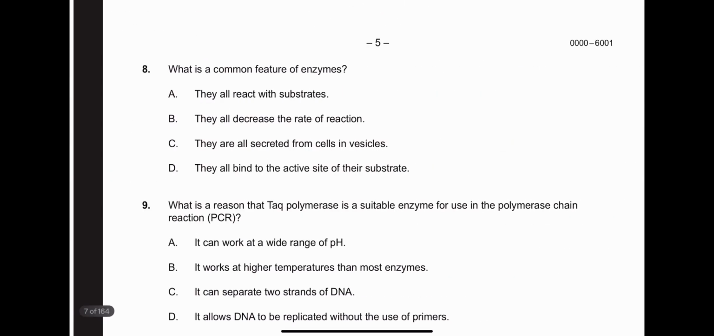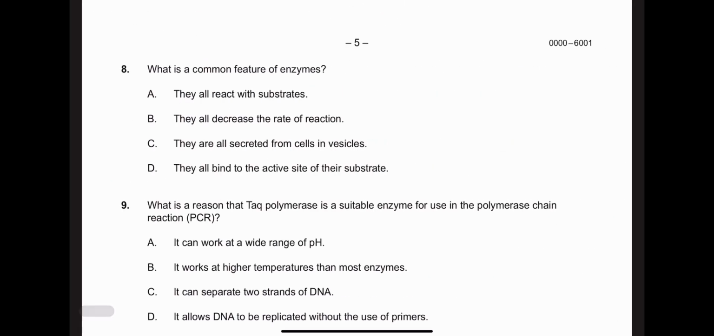Very interesting. Question 8. What is a common feature of all enzymes? They all react with substrates. They all decrease the rate of reaction. They are all secreted from the cells and vesicles. They all bind to the active site of their substrate. Well, this is pretty easy. It's a free mark. A. I mean, these are just completely wrong based on the definition of an enzyme.